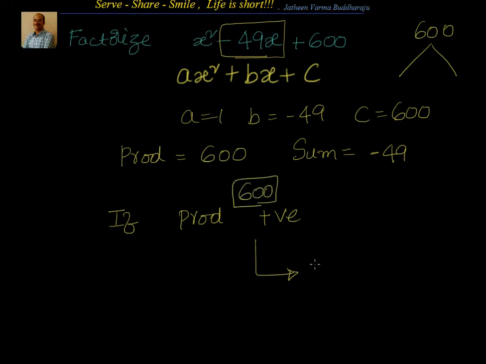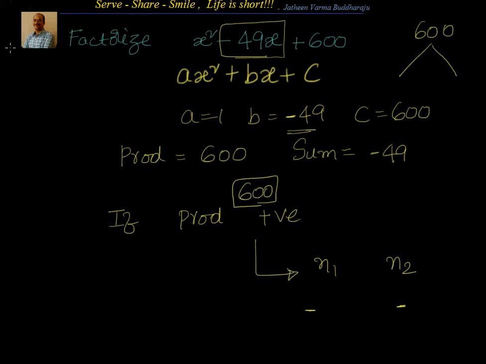If the product is positive, then we know N1, N2 will have the same sign as that of B. What is B? Minus 49. So both of them have negative signs. Not only that, we are saying that your product is positive but the sum is negative. That means you have to add two numbers. So which numbers do we have to add?